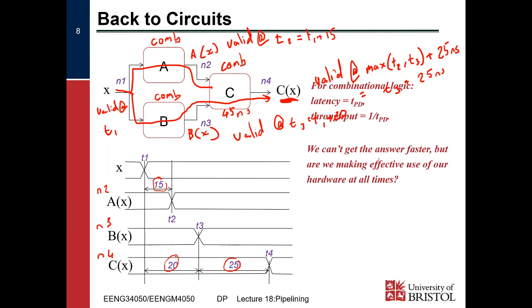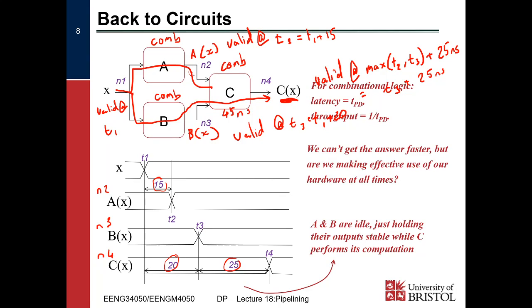We can't get it any faster, but are we making effective use of all our hardware at all times? Well, obviously not. We compute the outputs A of X and B of X, and then the A and B units are just sitting there doing nothing while the C unit is calculating its output, C of X. Conversely, while we're calculating A of X and B of X, C is sat there effectively doing nothing, waiting for A and B to do their calculations. Can we make this better? Can we make this our washer and this our dryer and find a way to make sure that we're using both our washer and our dryer at the same time?